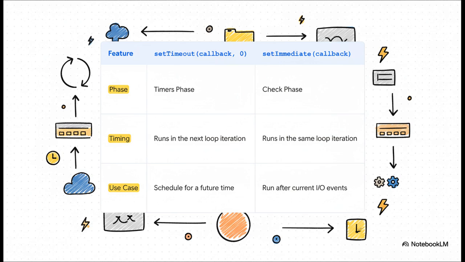Let's say you're inside an I/O callback. setImmediate is guaranteed to run right after in that very same loop. But setTimeout, even with a 0 delay, has to wait for the next loop to come all the way back around to the timers phase. It's a subtle but powerful difference.